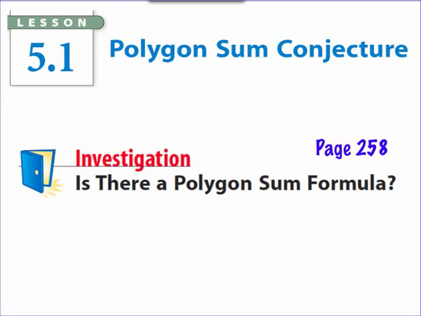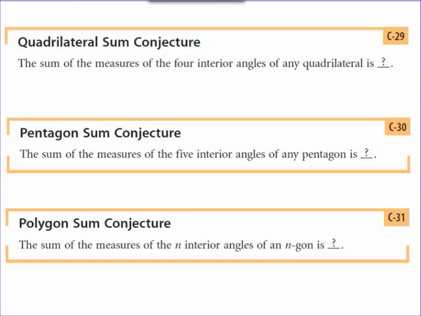So you should have just finished completing the investigation on page 158. We're going to go through some of the things you found. First of all, the quadrilateral sum conjecture. You should have found that the sum of the measures of the four interior angles of any quadrilateral is what? 360.